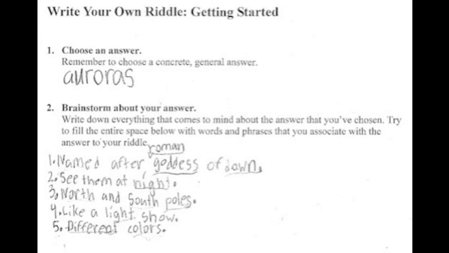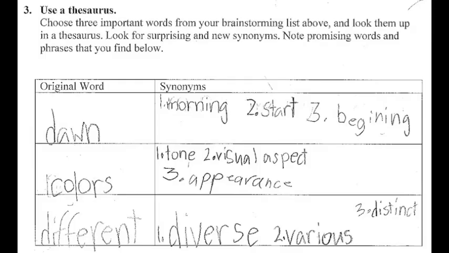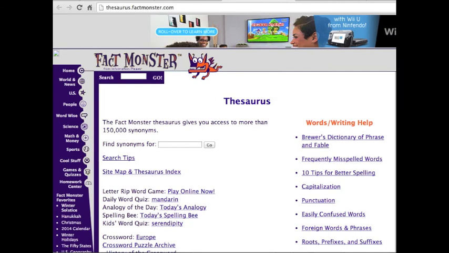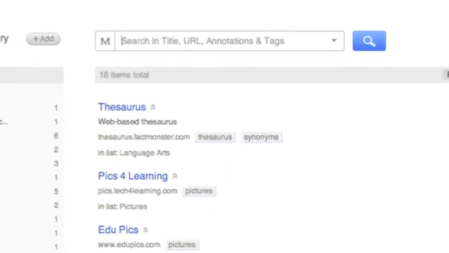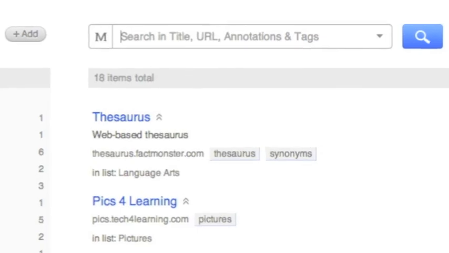Students used this graphic organizer to plan their riddle. Step 3 required them to use the thesaurus to find synonyms for keywords about their chosen skylight. The print thesauruses in our media center contain very few science-related words. Therefore, the students used the Fact Monster thesaurus website instead. The website is bookmarked on my Diigo site, and students were able to access it that way.